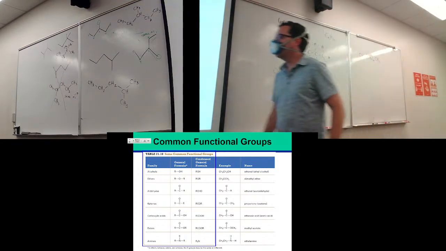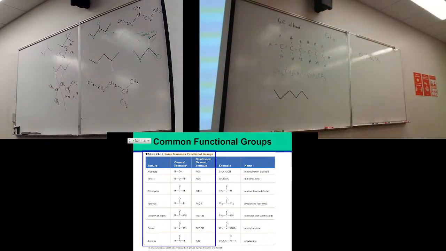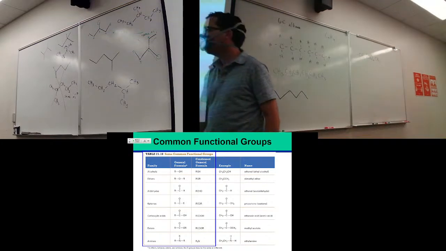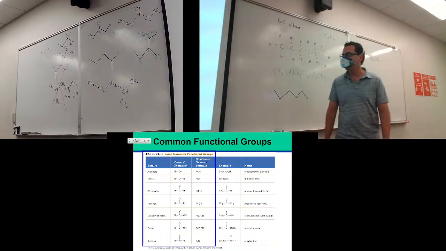Amines have nitrogen and some hydrogens or carbons. And it doesn't have to be the same either. It can be any number of carbons.